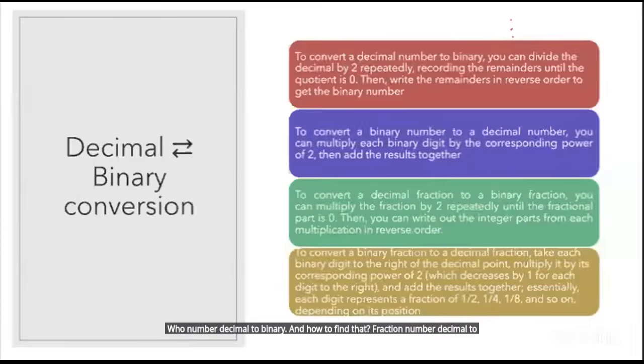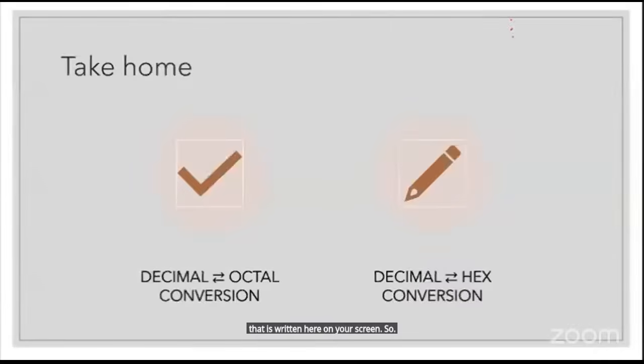These are the 2. The other 2 is the opposite: how to convert binary to decimal and how to convert fraction binary to decimal. There are 4, and these are the 4 that is written here on your screen. So the next slide is this. It's your take home, because I'm going to deal with binary since computers deal with binary.